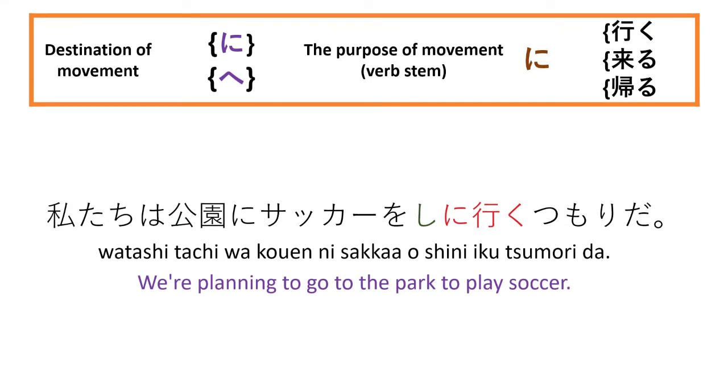私たちは公園にサッカーをしに行くつもりだ。We're planning to go to the park to play soccer. Here, to play soccer in mas form is サッカーをします. Because we remove mas, shi is the only hiragana left.